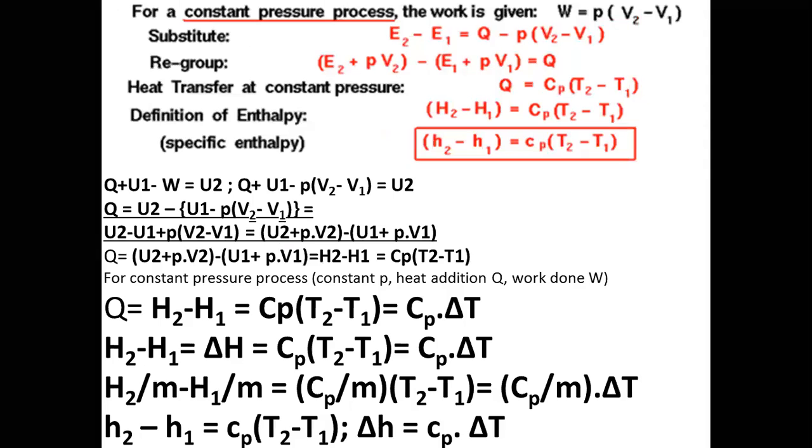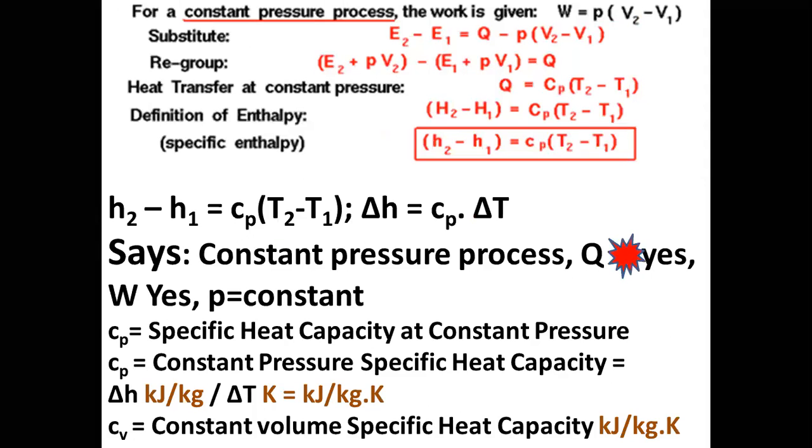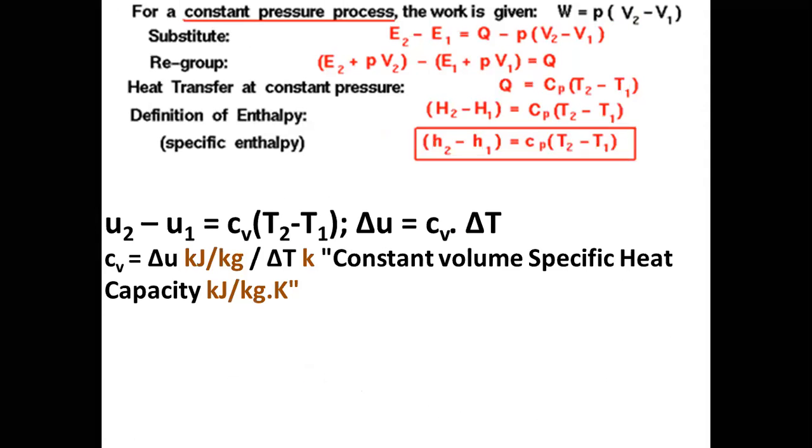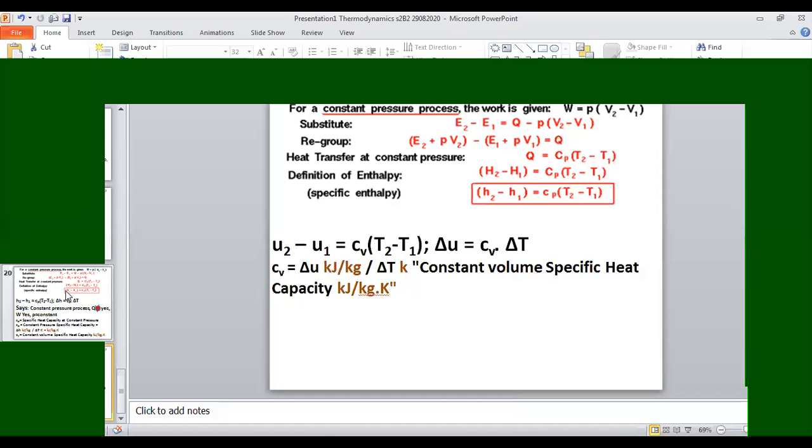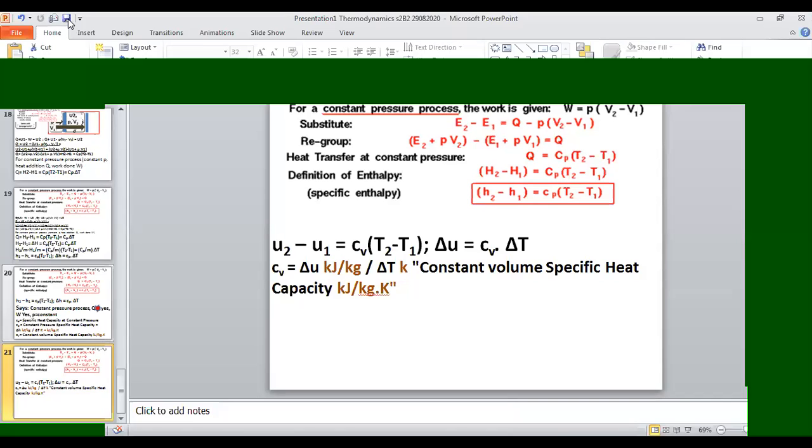Same way, the same thing here. Cp delta T, the units are here. So H2 minus H1. Same way, U2 minus U1 is Cv delta T. So that's all for today. You go through the notes and understand what Cv and Cp and enthalpy are, so you have some idea about this.